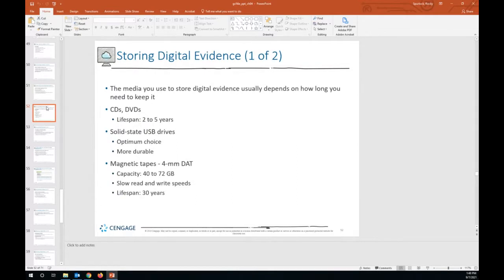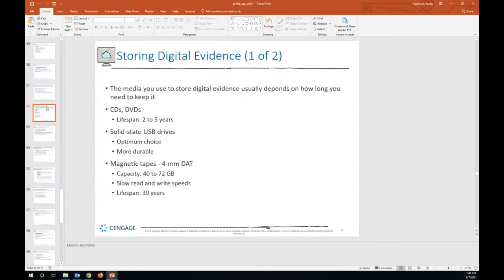When you store digital evidence, how long you're going to need to keep the digital evidence will determine what type of media you use to store it. We see that CD or DVD lifespans are 2 to 5 years. Solid state USB drives are a more optimal choice. They are more durable.